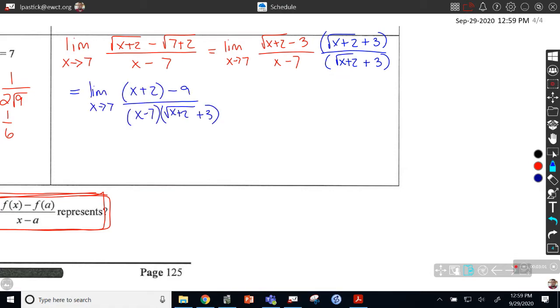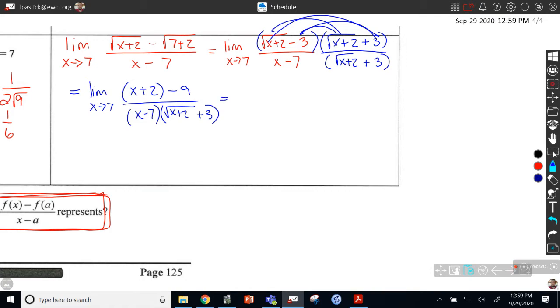So as you can see, I've done this out. It's quick at this point. You do this times this, you get x plus 2. You do negative 3 times 3, you get negative 9. That's the F and the L for FOIL, the first and the last. If you do the two inside ones, you're going to have negative 3 root x plus 2 and positive 3 root x plus 2. So the outside and the inside are going to cancel. So this is what we're left with.